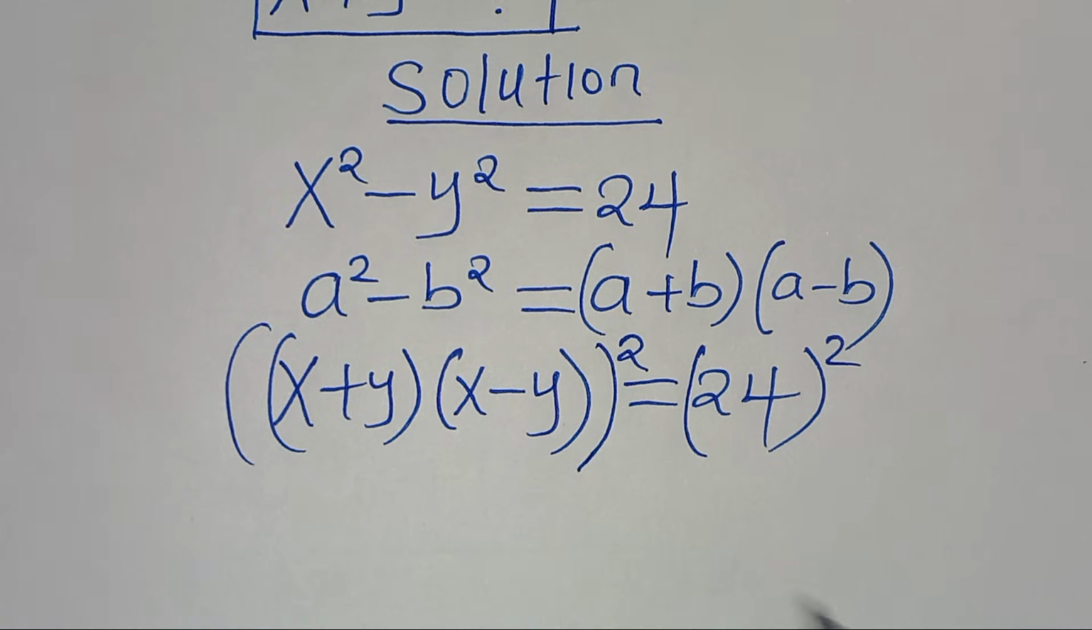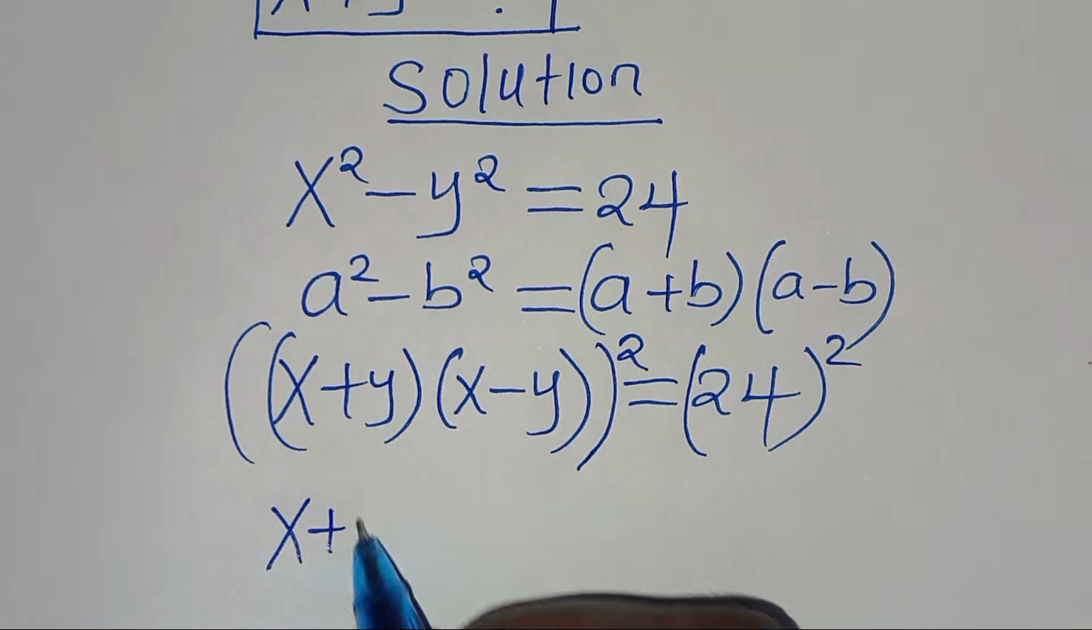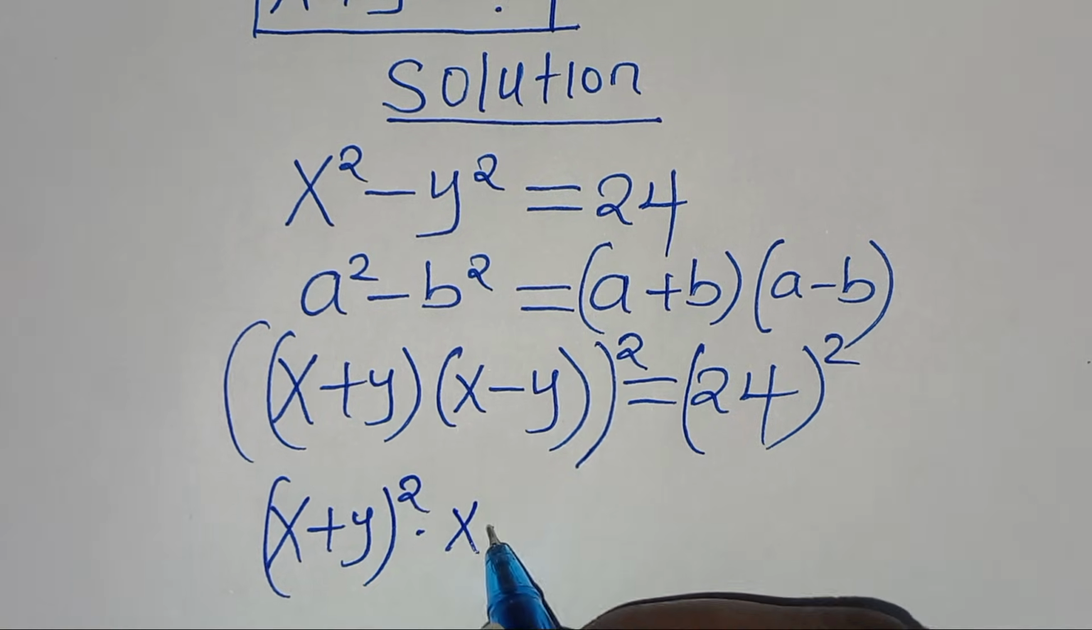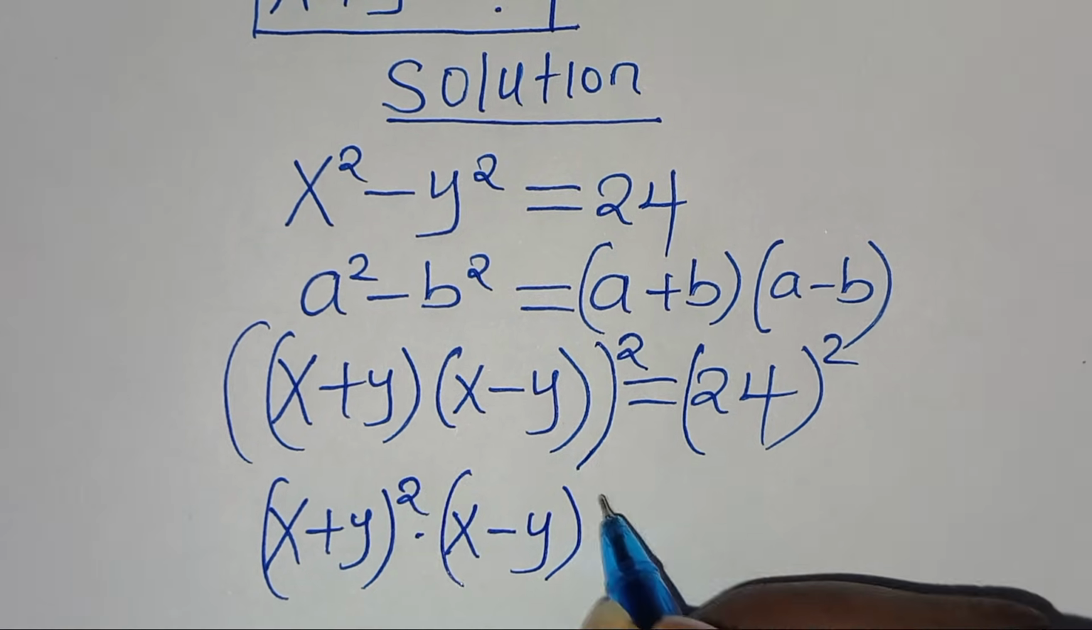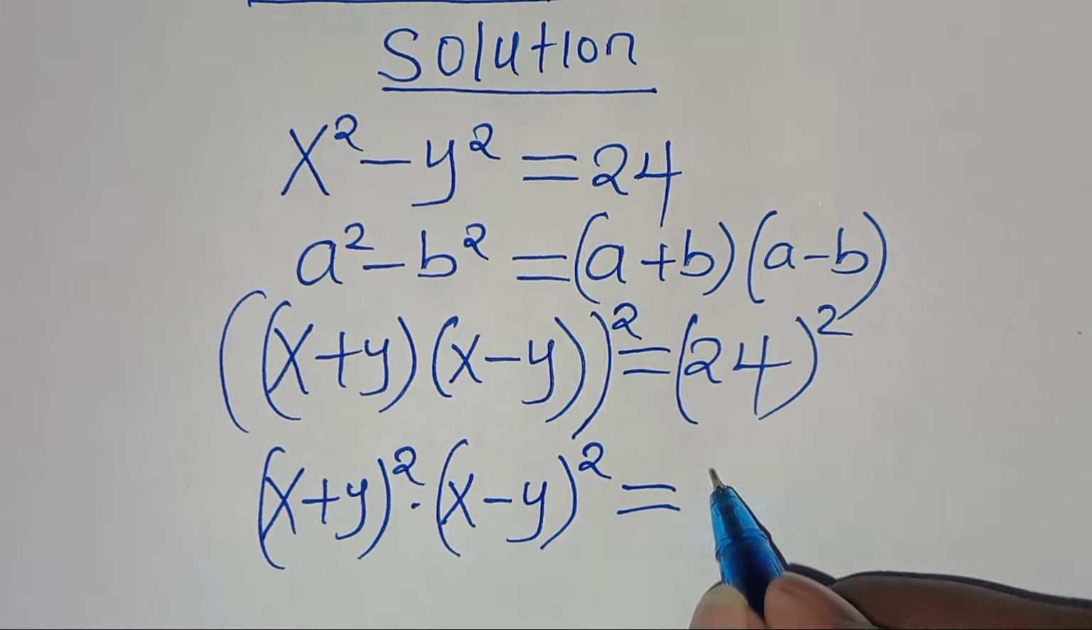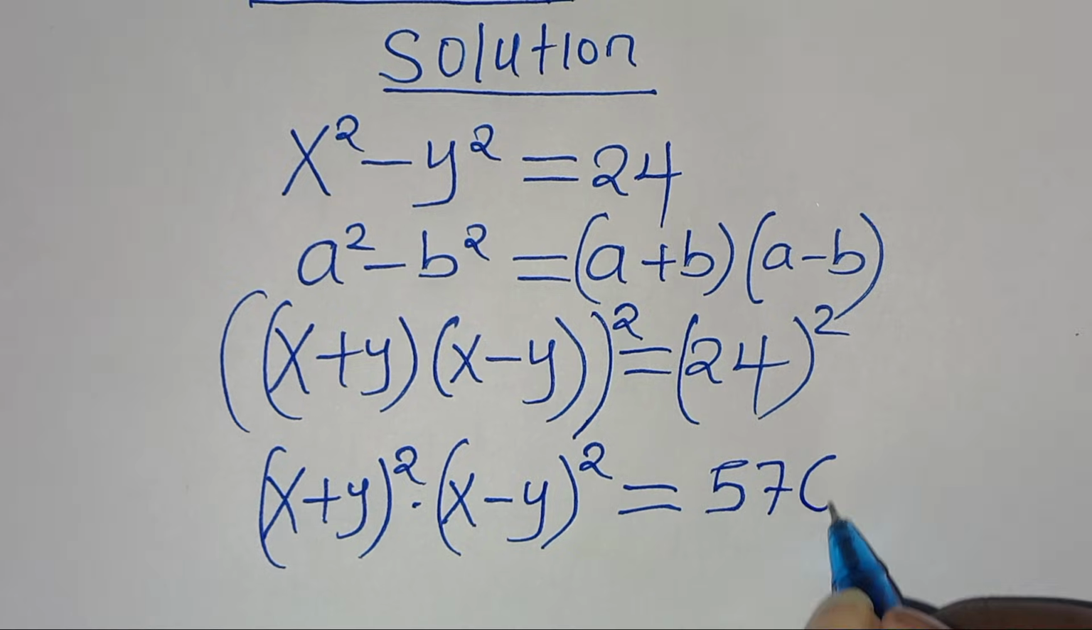so that now we have x plus y raised to the power of 2 multiplied by x minus y raised to the power of 2. This is equal to 24 squared, which is 576.